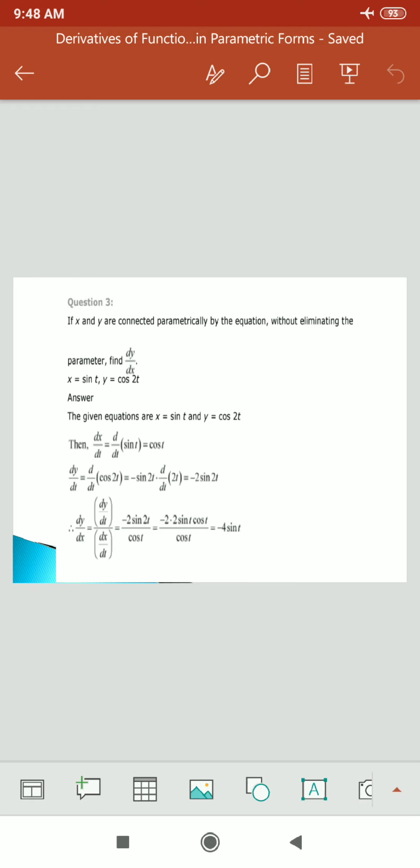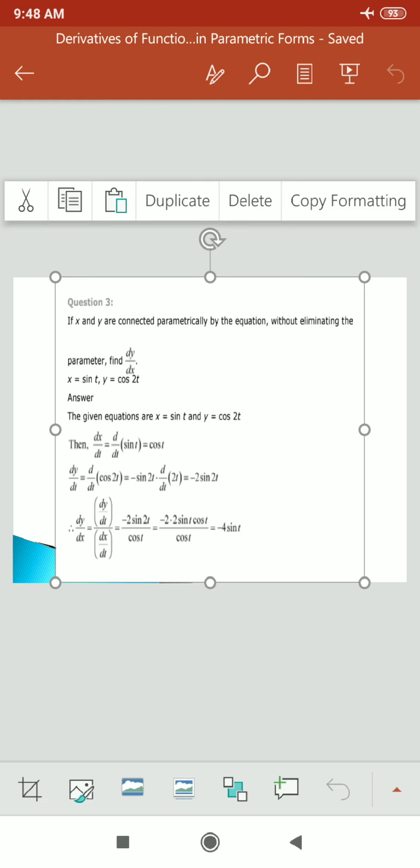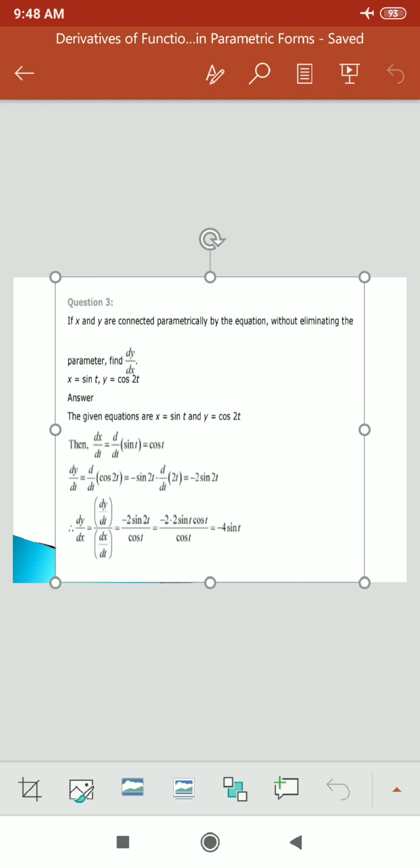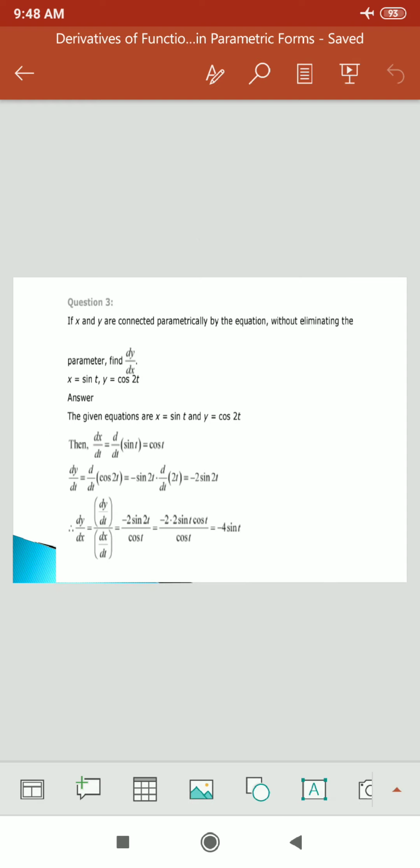Every time when the relation between x and y is given parametrically, we have to differentiate both those equations with respect to the parameter, and then using chain rule we will find dy by dx.